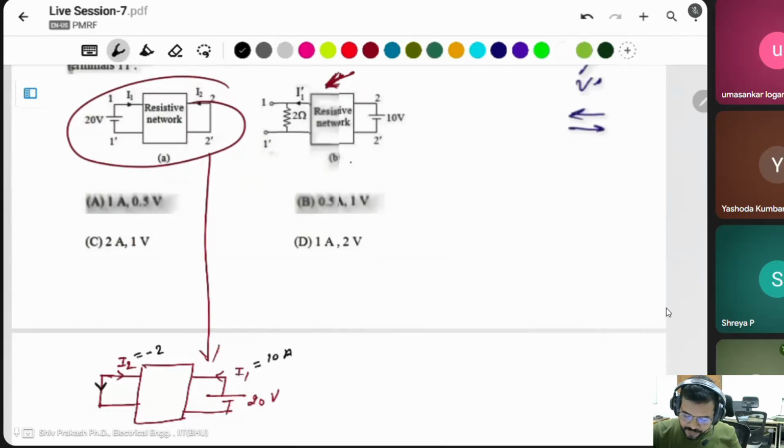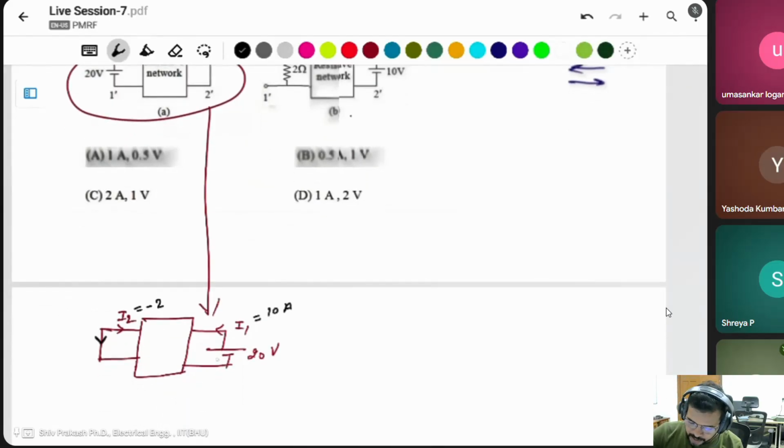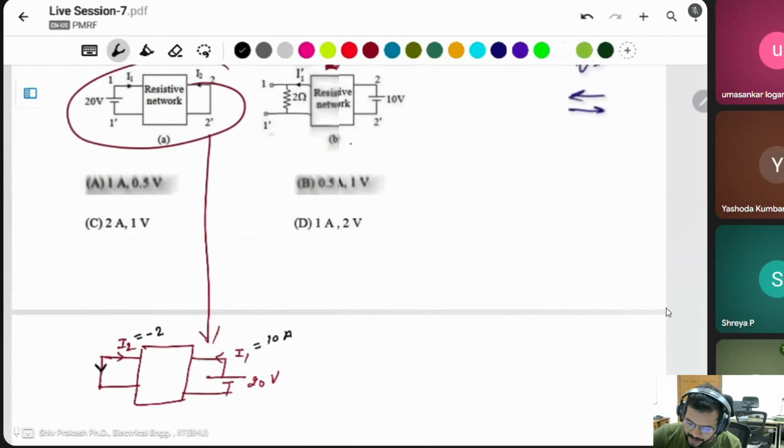It means you can reverse the connection, then the current will be the same. What does Norton say? If you want to find the Norton current across that element, simply short this element and find the current in this direction. This is the IN. Then what is IN? If I2 is equal to minus 2, then IN is equal to 2.